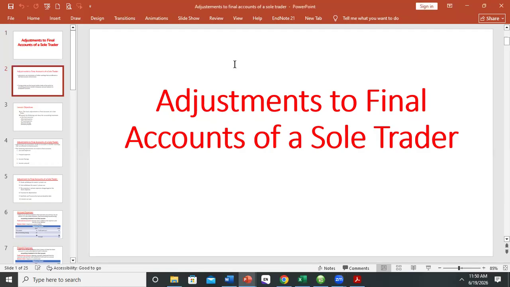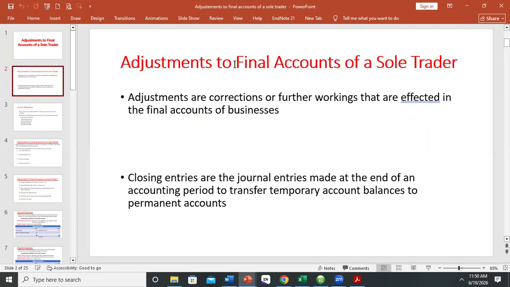Okay, so let's first define this adjustment, and then someone should read for me what is on the screen. Prof. Stacy, can you do the reading?